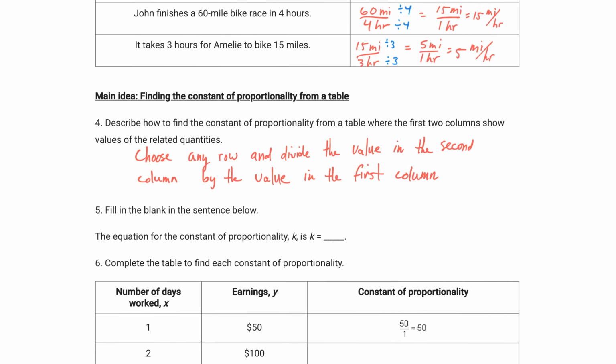That's basically what's pretty much going on in the earlier stuff here, although we didn't have two different columns, but we did have two different rates. So fill in the blank. The equation for the constant of proportionality k is k equals y over x. So your y value divided by your x value. Okay, that's how you get the constant of proportionality.